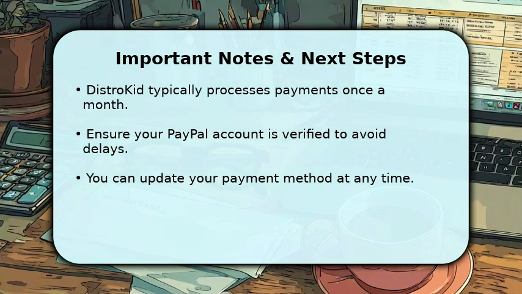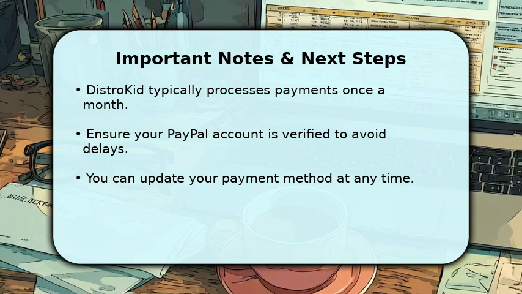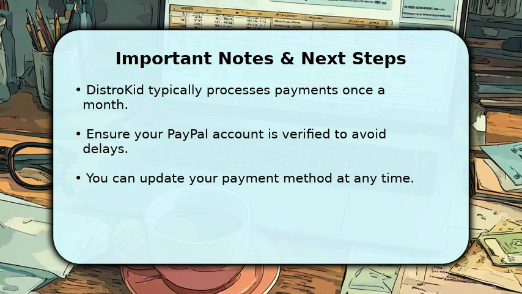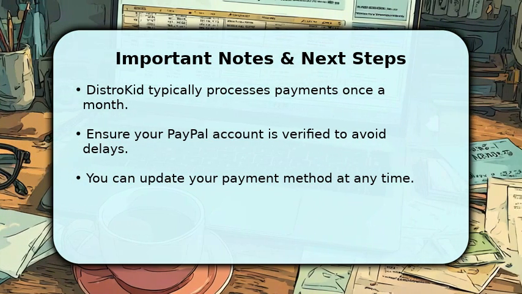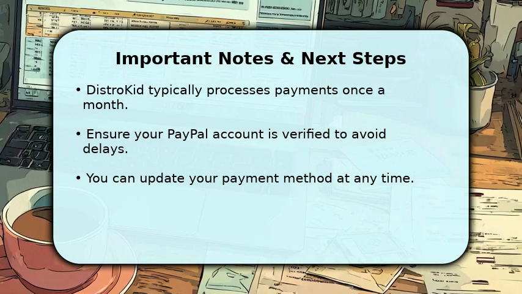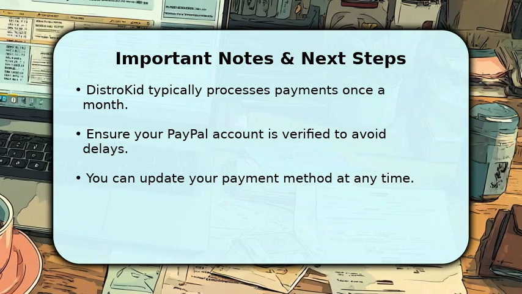Finally, remember that DistroKid generally processes payments on a monthly cycle, so your earnings will accumulate before being sent. To avoid any potential delays, ensure your PayPal account is fully verified and in good standing. You have the flexibility to update or change your payment method at any point through your DistroKid settings. This easy connection ensures you receive your music royalties directly and reliably, giving you peace of mind.